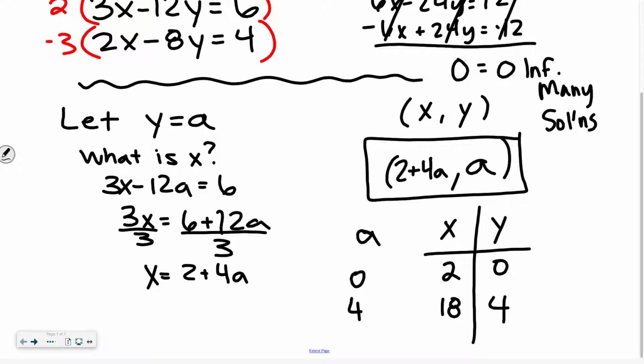But I would never say what are the actual solutions, because there's infinitely many of them. So you just write them as the ordered pair. 4 plus 2a, or sorry, 2 plus 4a. Why are we just able to say that y equals a?